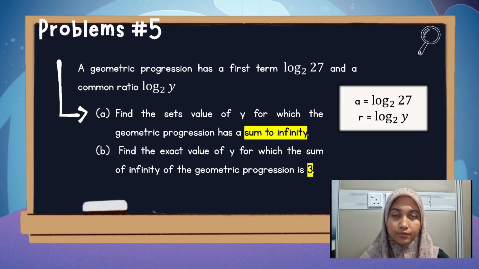I will be explaining question number 5. So for question number 5, the geometric progression has a first term log base 2 of 27 and a common ratio log base 2 of y. So from this question, the information that we can get is A, which is the first term, is log base 2 of 27, and R, which is the common ratio, is log base 2 of y.